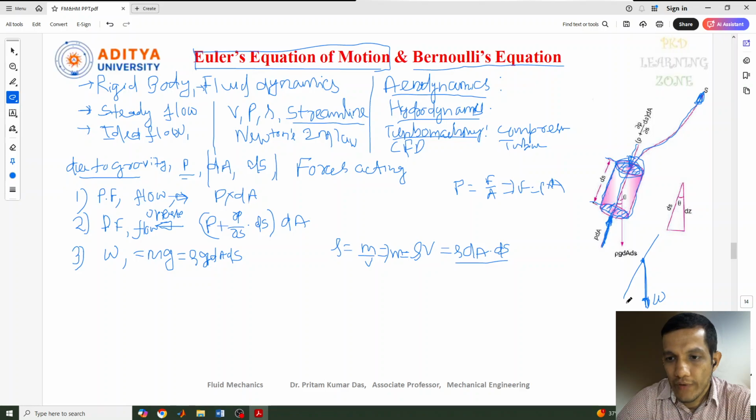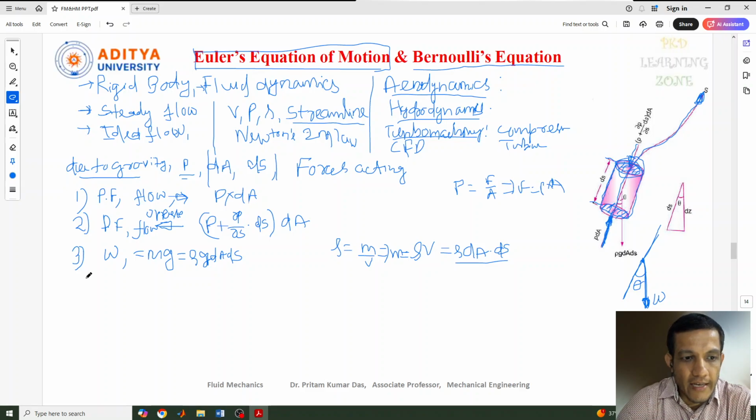But the fluid is moving in this direction. So there is an angle formed between this direction of flow and the weight of the fluid element, that is theta. Okay. Now, these are some forces acting on this fluid element. Now we need to find out the resultant force.